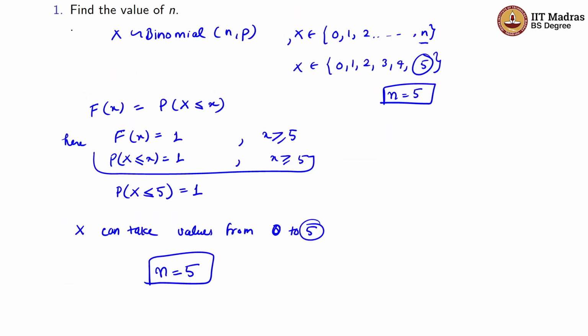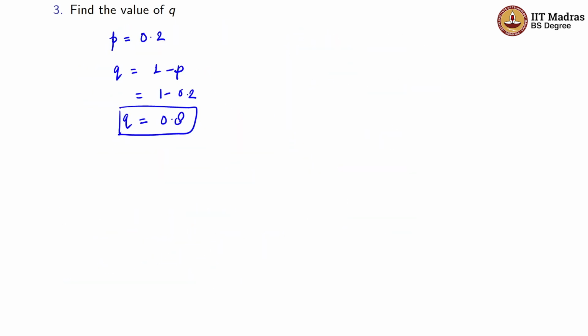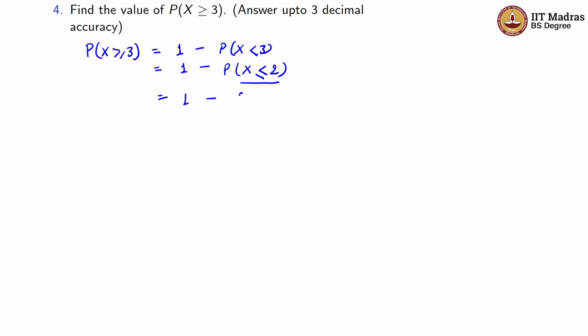From the given CDF, we can say that when x is less than or equal to 2, the value of CDF is 2944 divided by 3125. So it is 1 minus 2944 divided by 3125, which is equal to 181 divided by 3125. Hence the probability that X is greater than or equal to 3 will be equal to 0.057.